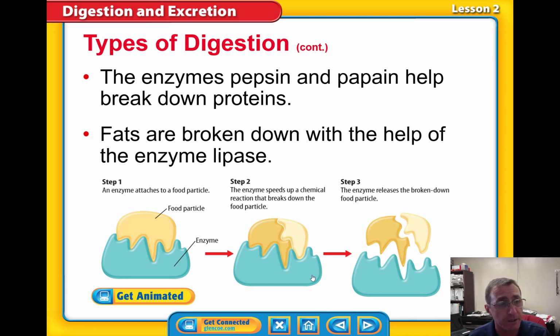So step 1, the enzyme attaches to the food particle. You can see here on the screen. The enzyme speeds up that chemical reaction. It breaks the food particle down, and you see the top sort of beige tan thing getting broken down into smaller parts, and then it releases that broken down food particle. So the enzyme doesn't stay attached. It does its job, and then it releases, which kind of gets into a great wonder question like, I wonder how that works. It'd be really fascinating to watch it happen.